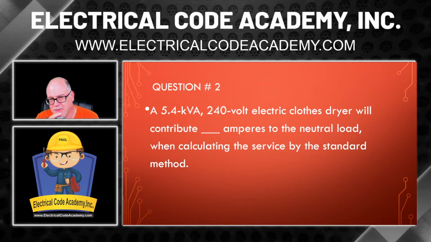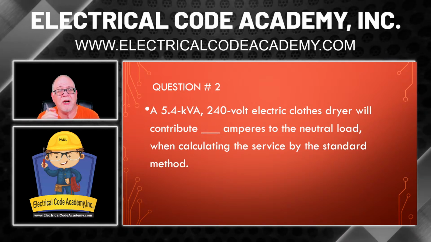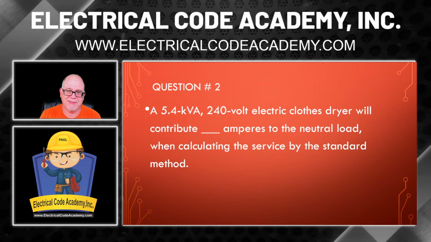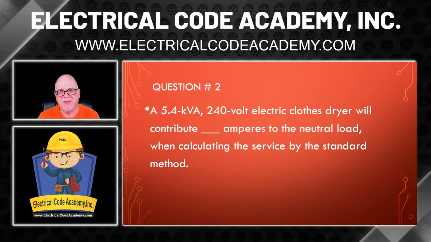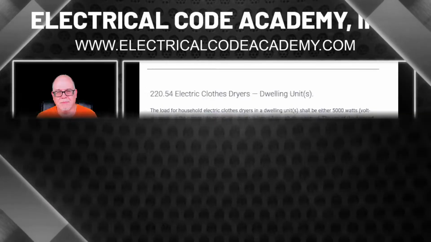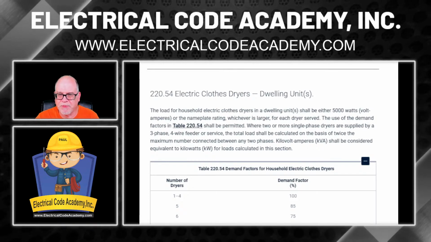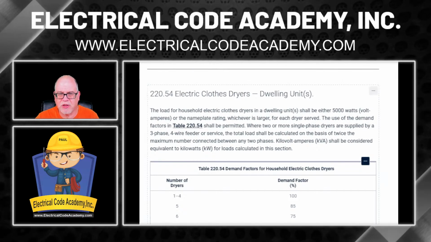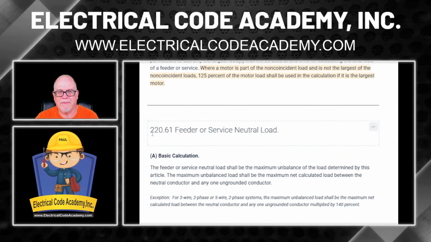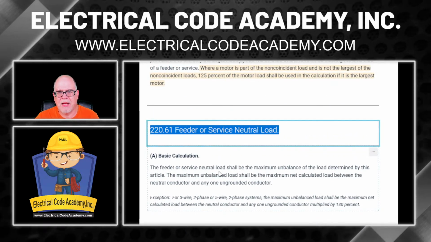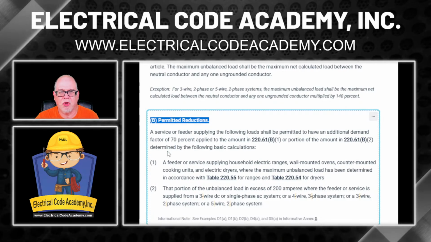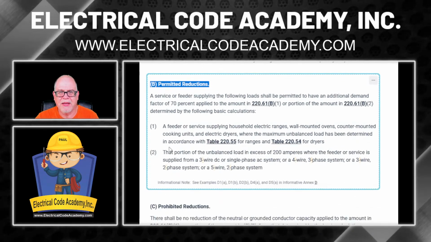Is that the answer? No, because we're allowed to apply additional demands to the neutral load. Okay, where do you go to look for that? Let's go to the code real quick. All right, so in the code, when we're looking for neutral calculations and contributions, we're going to go down to 220.61 right here. And we're going to look and see if we get what's called a permitted reduction. So it's 220.61(B). And here's what it says.